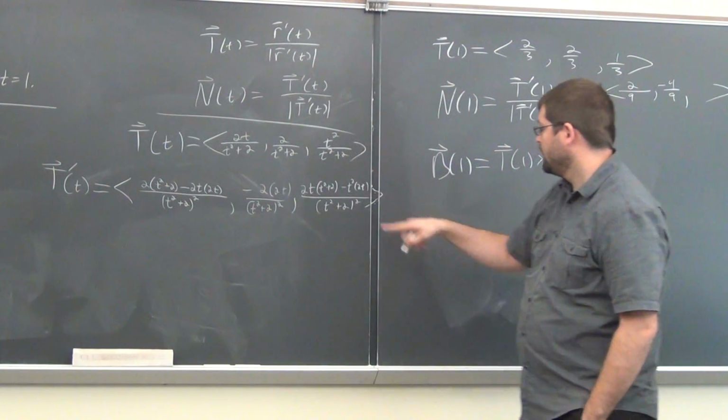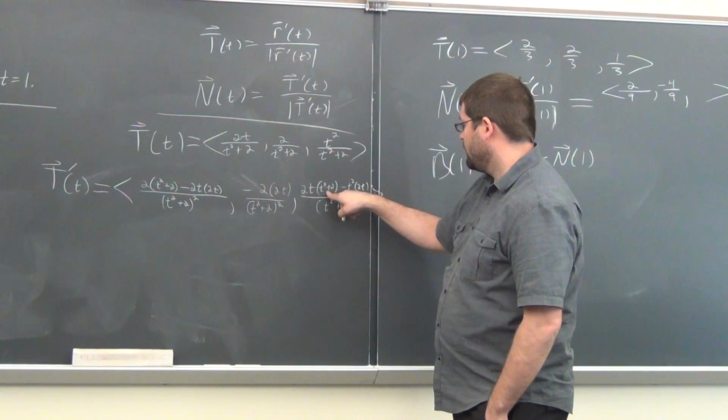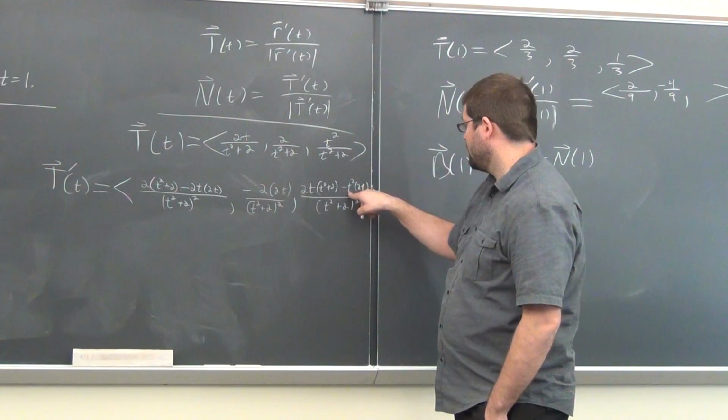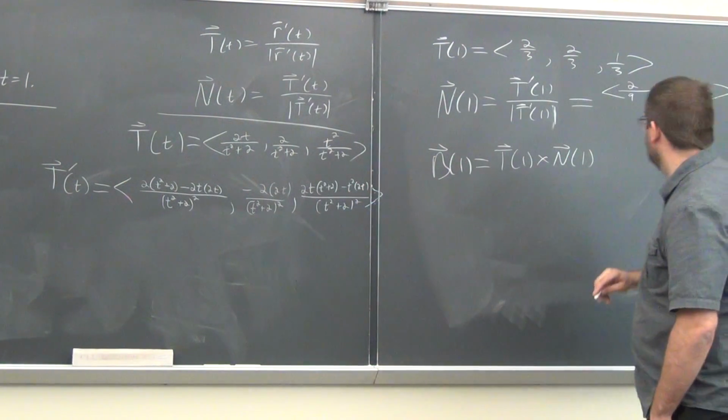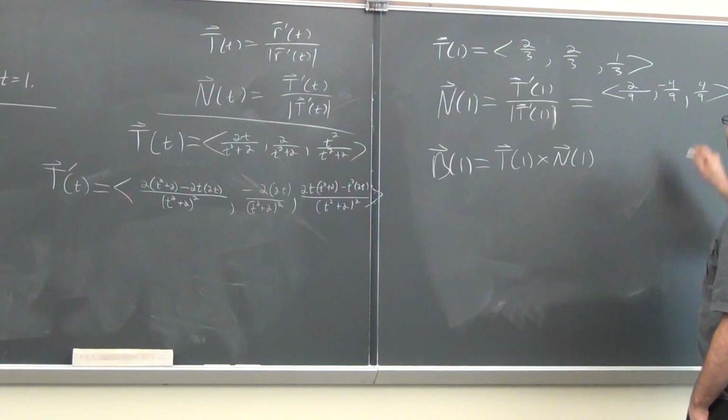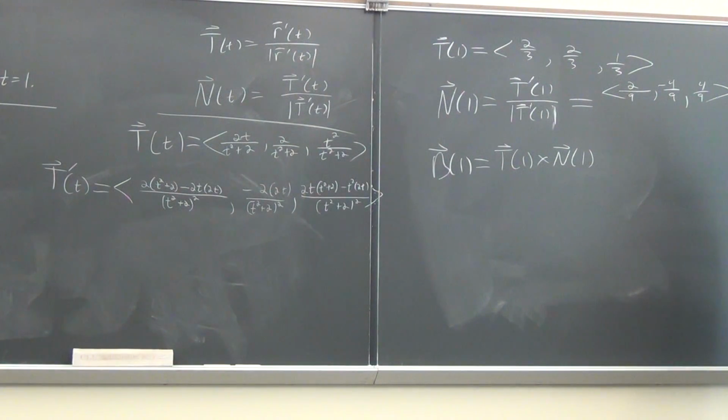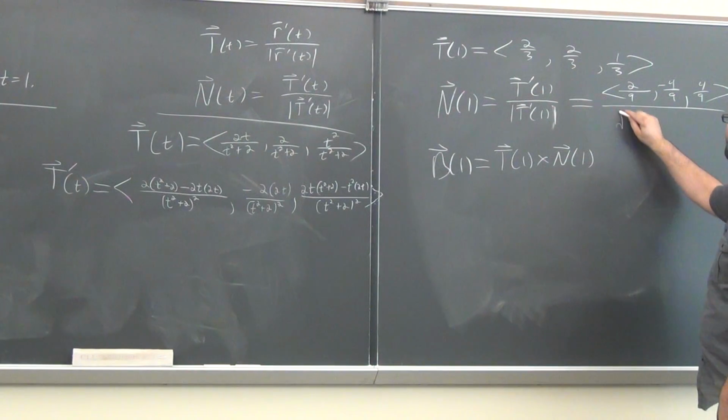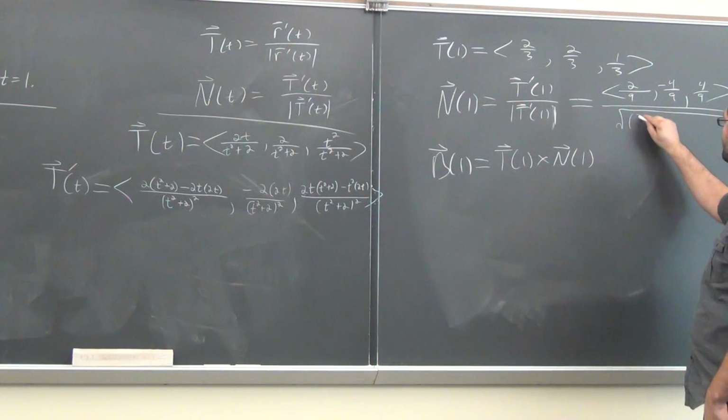And then 2 times 3 again, so 6 minus 2, 4. I think that's right, 4 9ths. And then we want that over its magnitude, right? So then divided by the square root of 4.